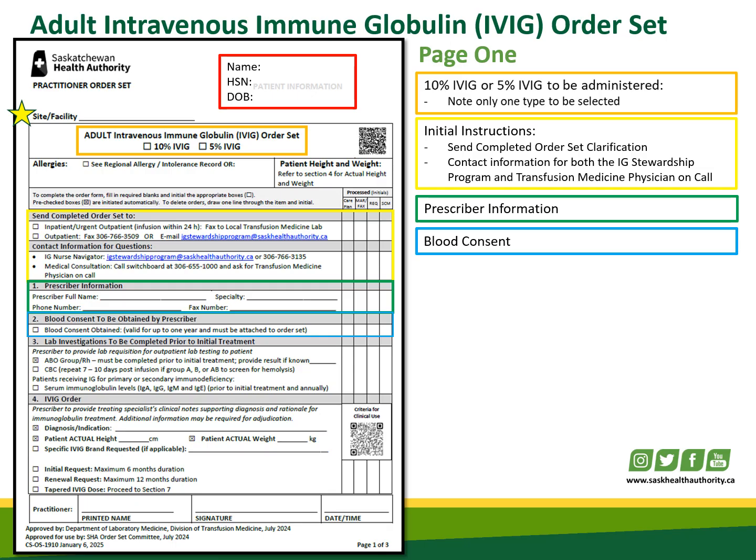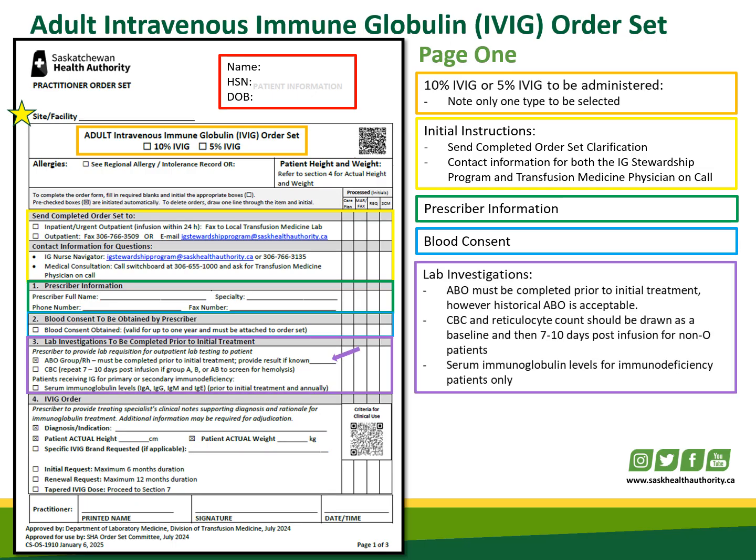And then blood consent does need to be obtained by the prescriber prior to IVIG infusion. This is the responsibility of the bedside nurse when it comes to an inpatient. And then for outpatients, we do at the IG Stewardship Program help facilitate obtaining blood consent to the best that we can to kind of help out the infusion clinics.